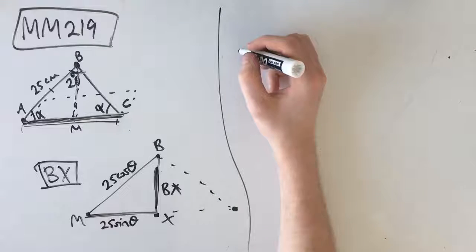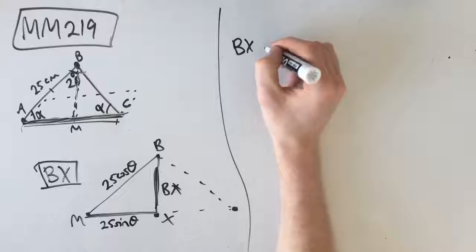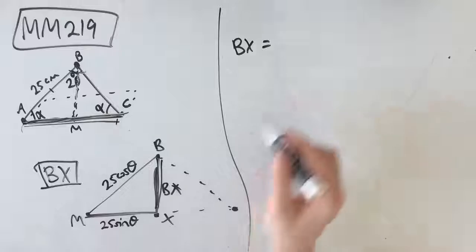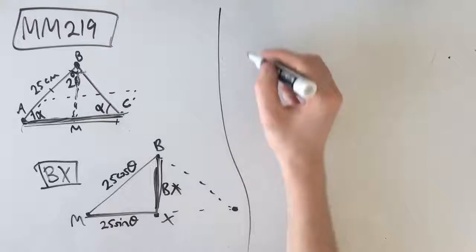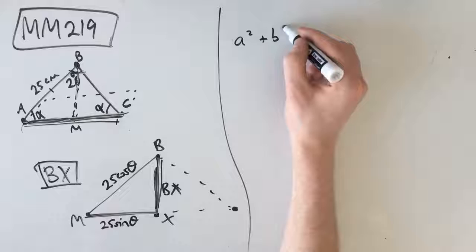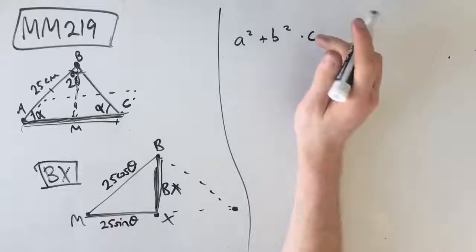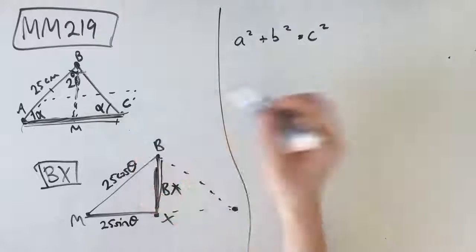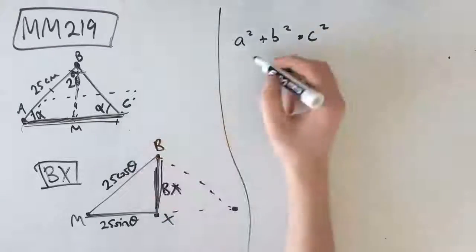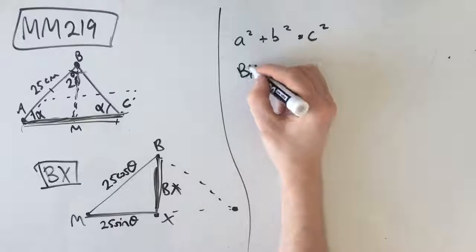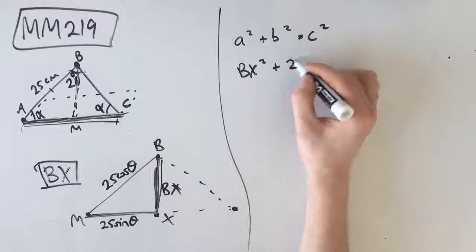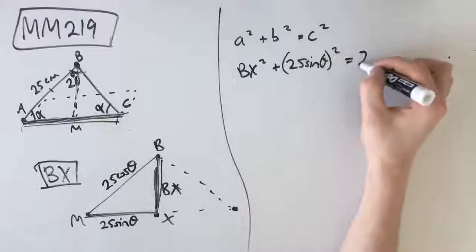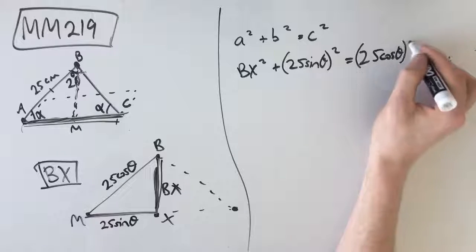Awesome. So this means that bx is going to be equal to the length of this, right? Let's say that this is Pythagoras' theorem. We know that a squared plus b squared equals c squared, where c is 25 cos theta. So let's call bx a. So bx squared plus b, which is 25 sine theta squared, equals c squared, which is 25 cos theta squared.